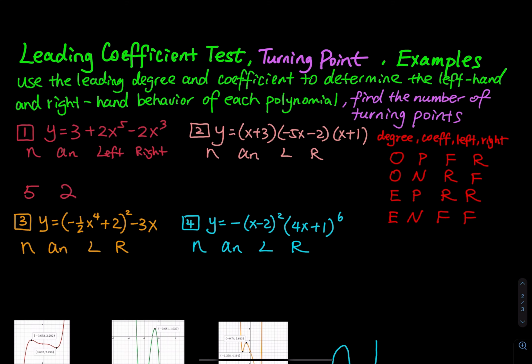Now, is the leading degree odd or even? 5 is odd, right? And then the leading coefficient is positive. Then which one should I choose? Positive. I will just use positive, which is P. So take a look at these 16 letters. Leading degree is odd. Leading coefficient is positive. Then it falls to the left and rises to the right. It is just that easy.